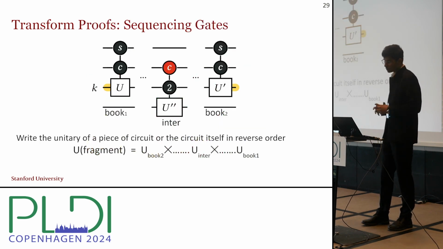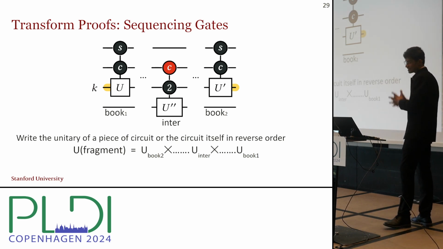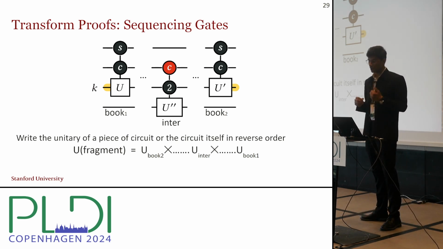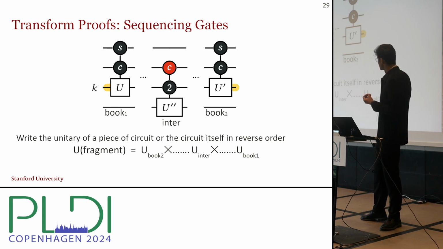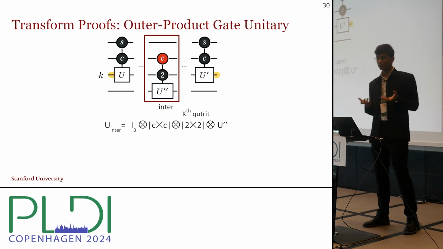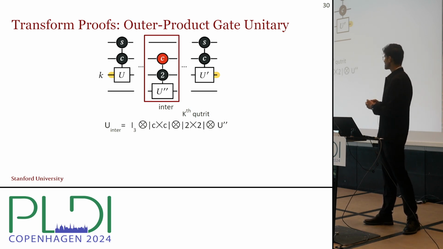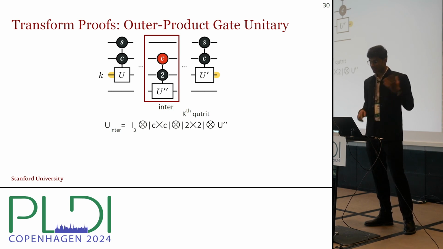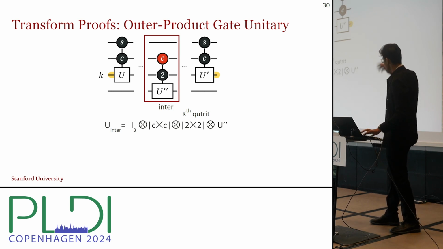Now, let's walk through how we prove any transformation, especially CC inter here, for our transforms. We use the outer product notation to write the unitary of each gate, and when we multiply them in the reverse order, we get the unitary of the fragment itself. The outer product notation allows for a symbolic representation of arbitrary controls for the rewrite. Now, let's take an example of a control gate inter, the one in between.